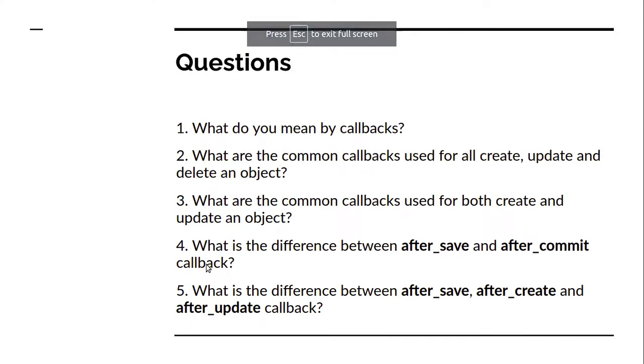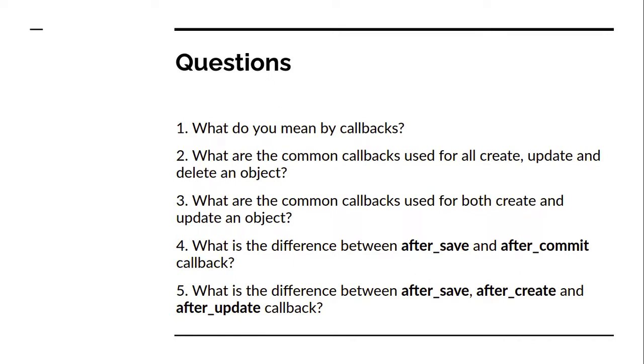Before leaving, we have some questions that we can recall based on the discussion in this lecture. The first question is, what do you mean by callback? This is a very basic question and you must know it. If you have covered Active Record models and CRUD operations, then you must have an idea about Active Record callbacks, because it is expected from a developer with six months to one year of experience.